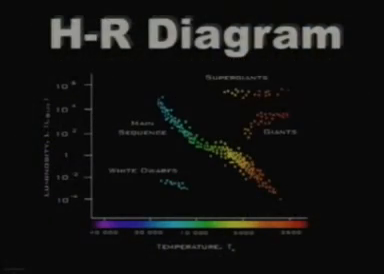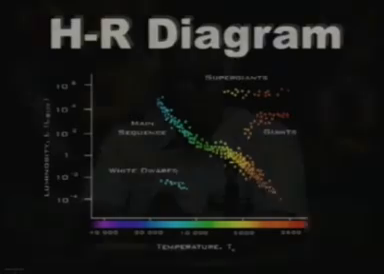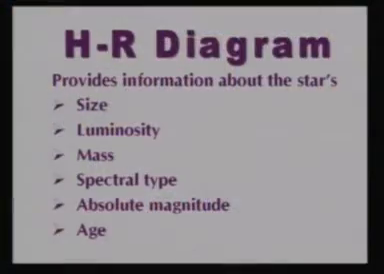Let us see the HR diagram and then I'll explain. The HR diagram is so important to us that some astronomers call it the horoscope of stars. In fact, this is the kind of information that you can get. You can get information about size, luminosity, mass, spectral type, absolute magnitude, and the age of a star if we know its place on the HR diagram. Let me explain each of these.